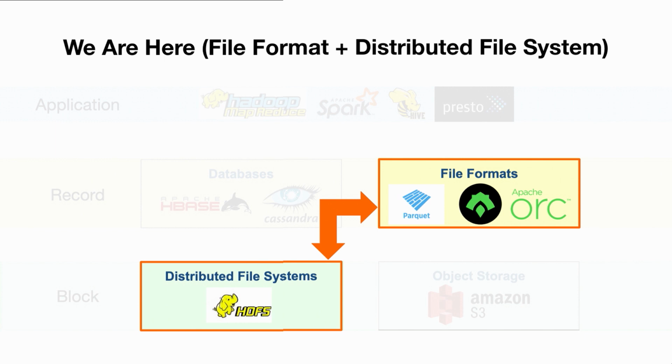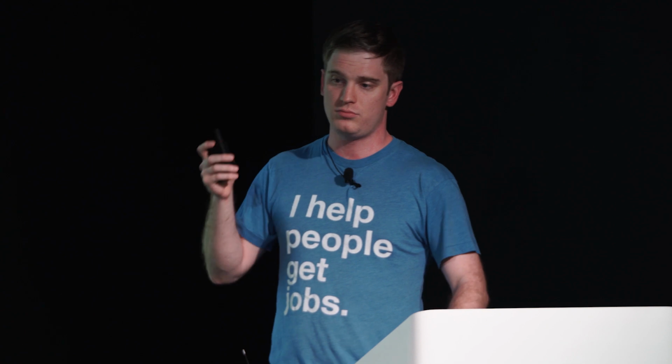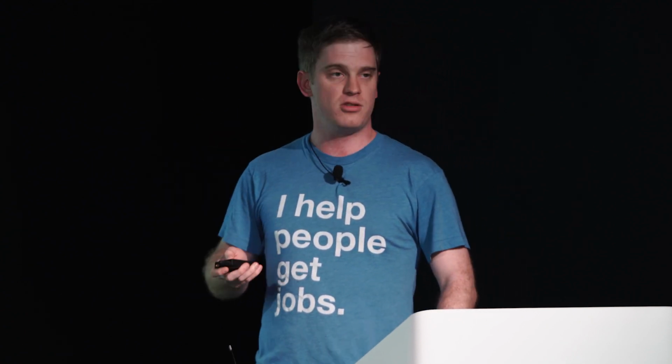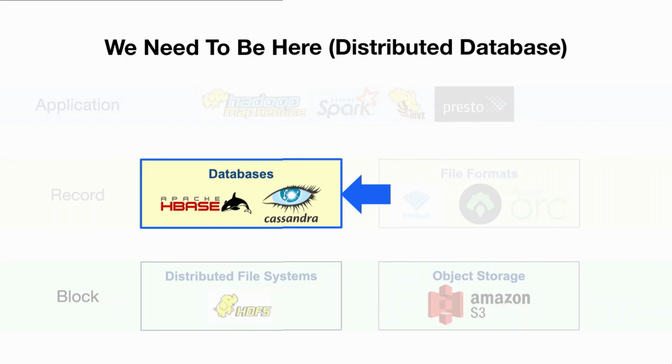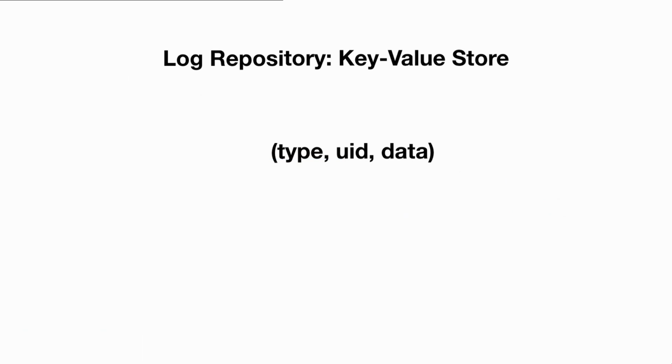Oops, some of my slides went away. But basically the problem is that we have a triple of three things for every row in log repo. We have the type, unique ID, and data. But because the query only involves a type and time range, we can actually construct a key value mapping from type and UID to data. And then we can put this data in a key value store. So basically, instead of a file system, we need to be using a database. Here we go. My slides got backwards.